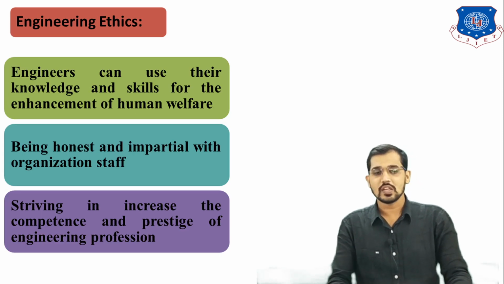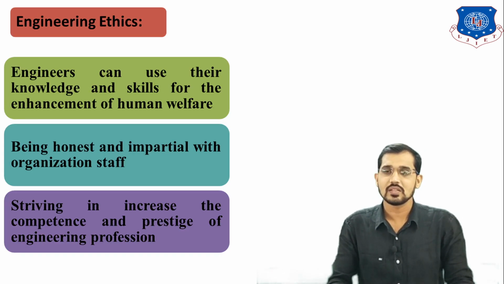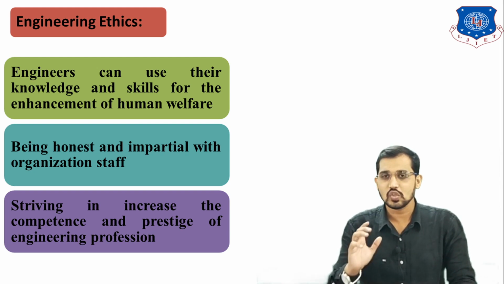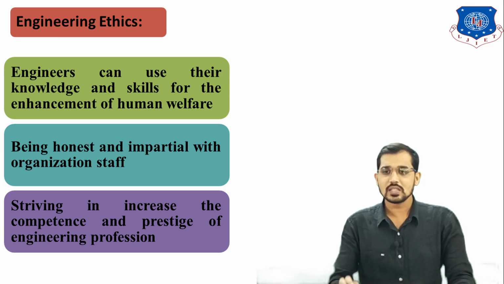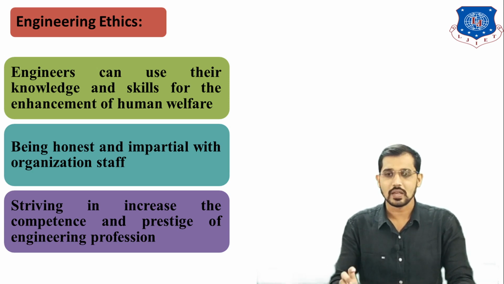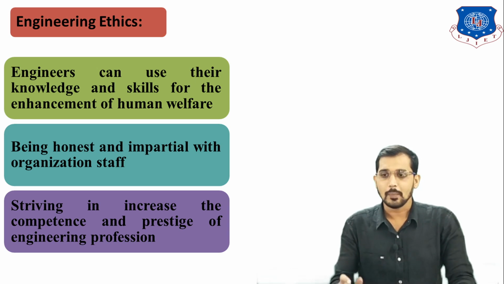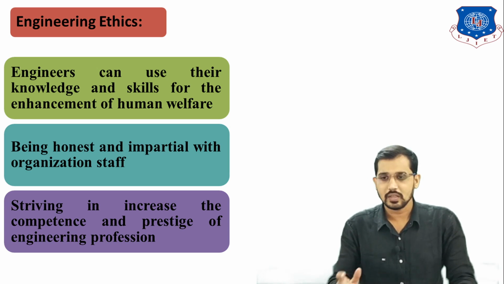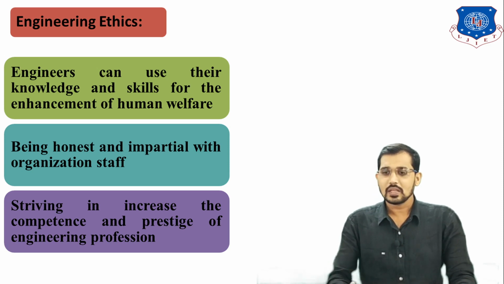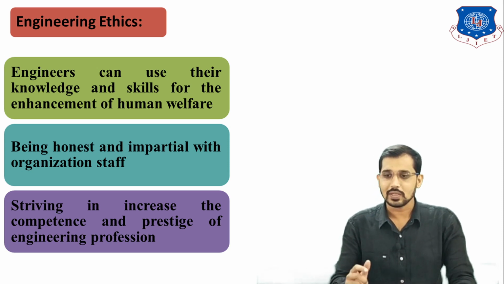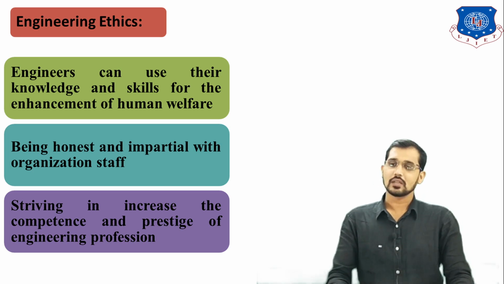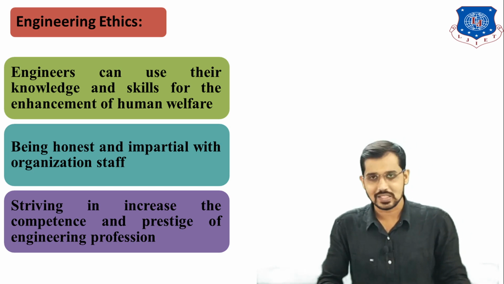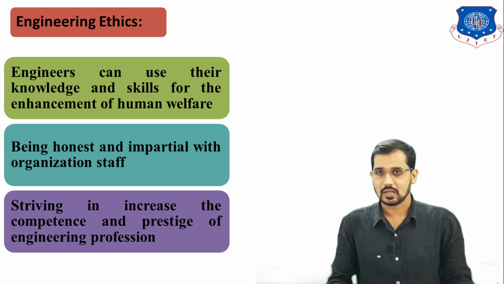After that, now we will see engineering ethics. Engineering ethics means some important things that engineers should know while pursuing their job. First point: engineers can use their knowledge and skills for the enhancement of human welfare. After that, being honest and impartial with organization staff. It means whenever you are conducting your job, you should be honest and impartial with organization staff. After that, striving to increase the competence and prestige of the engineering profession. All these are important parameters involved in engineering ethics. This question also can be asked for 3 marks.